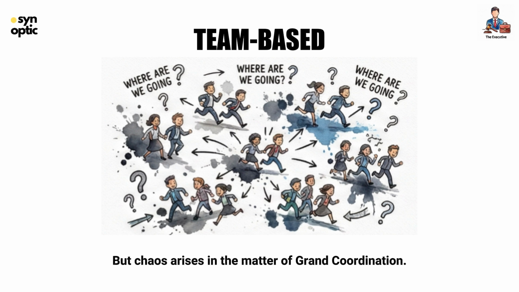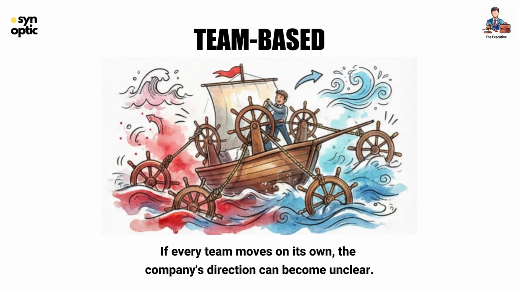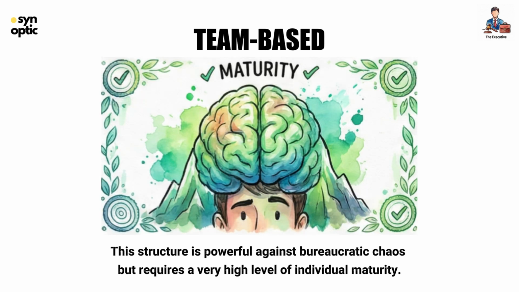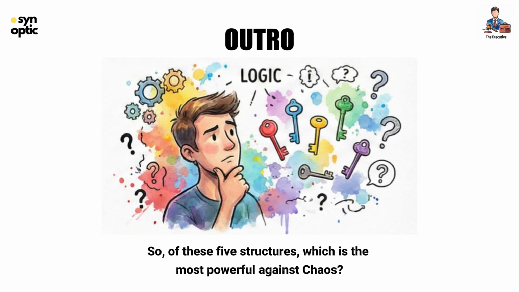But chaos arises in the matter of grand coordination. If every team moves on its own, the company's direction can become unclear. It takes a leader with a very strong vision to ensure all these teams keep running in the same direction. This structure is powerful against bureaucratic chaos, but requires a very high level of individual maturity. So, of these 5 structures, which one is the most powerful against chaos?